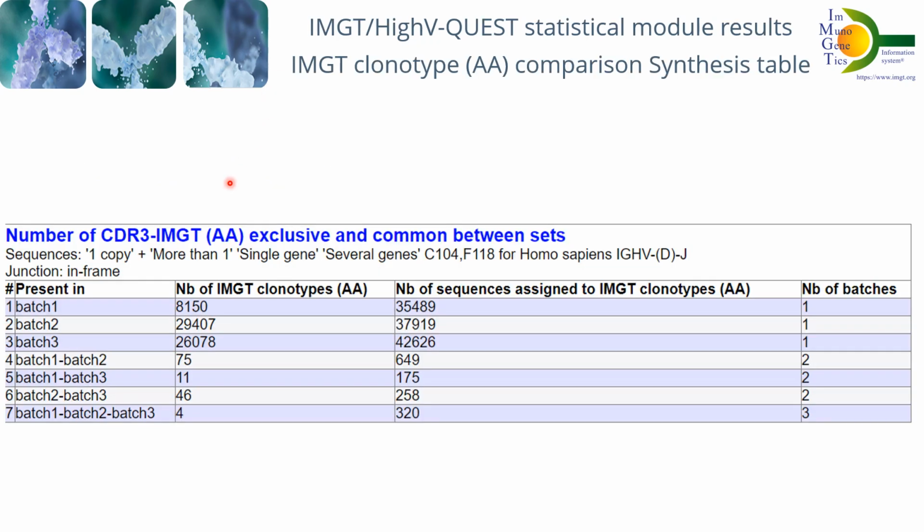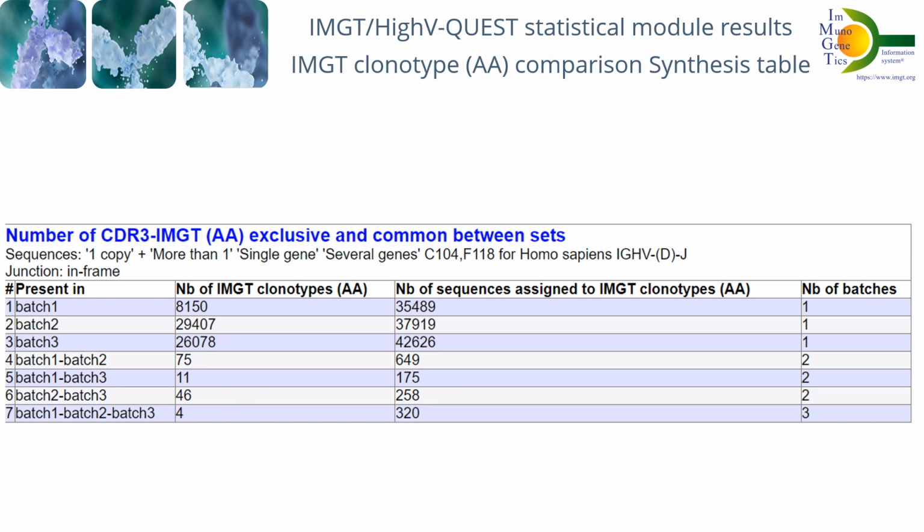In this slide is displayed an example of synthesis table. The clonotypes of 3 batches were compared, and first in the table are listed the number of clonotypes that are unique to each batch, with the number of the associated sequences. Then we have the number common to 2 batches with the associated sequences, and finally to the 3 batches.